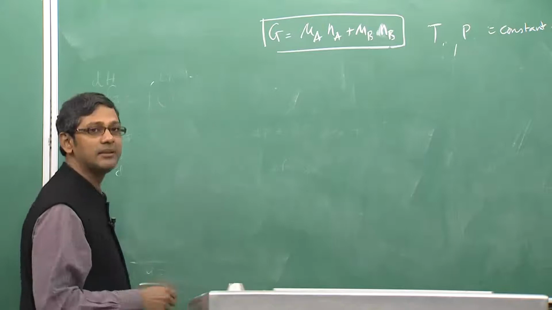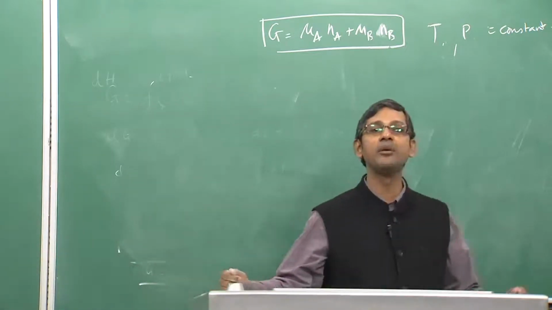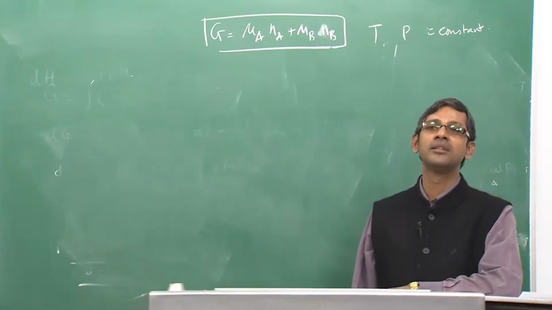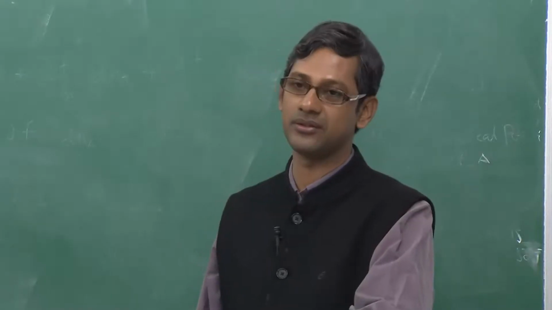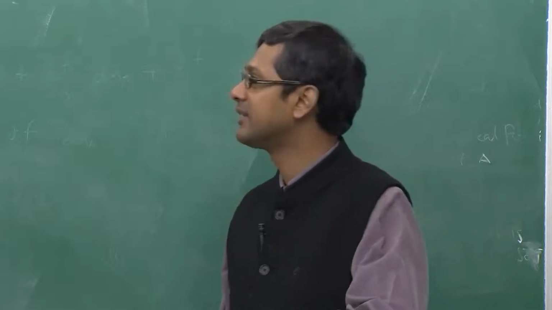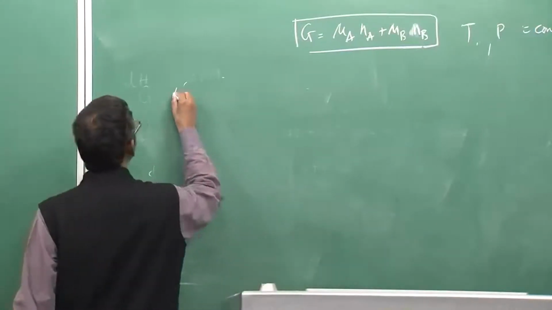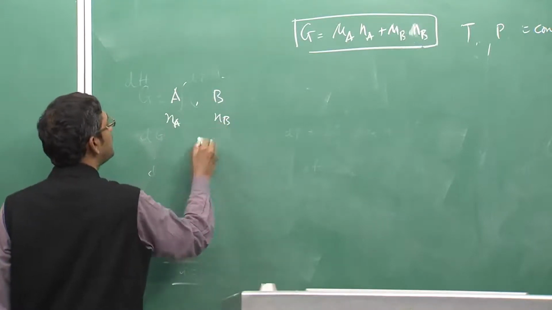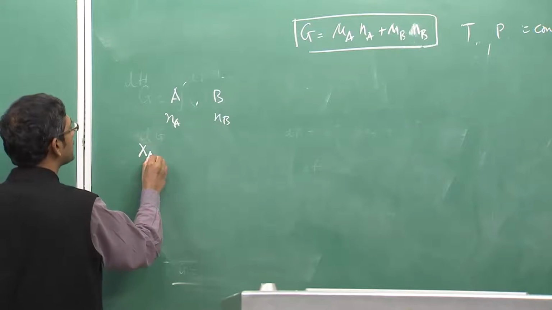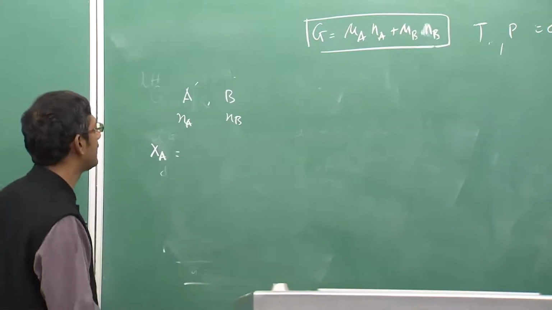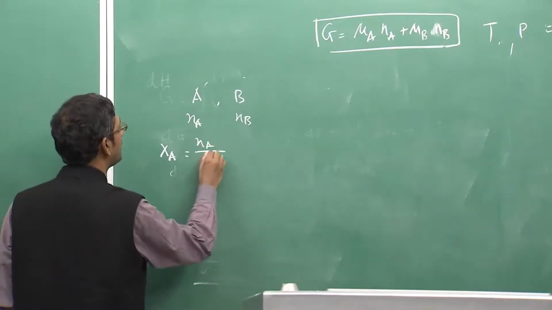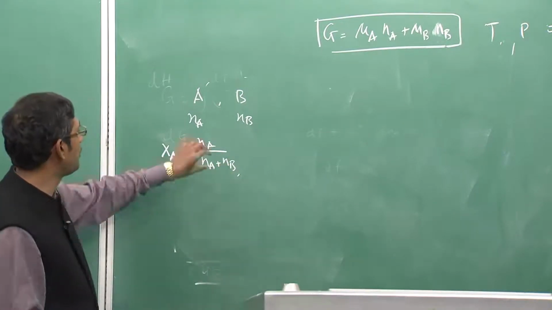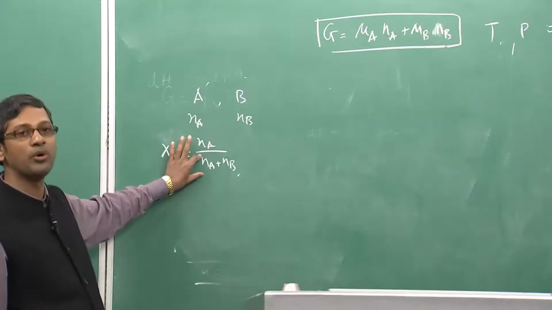I know that in metallurgy or material science we never deal with the number of moles of A and B. We always deal with the mole fractions of any component. Suppose I have 2 components A and B in a system. There are Na moles of A and Nb moles of B. I can define the mole fraction of A as Xa equals Na divided by Na plus Nb. That means the number of moles of A divided by the total number of moles present.